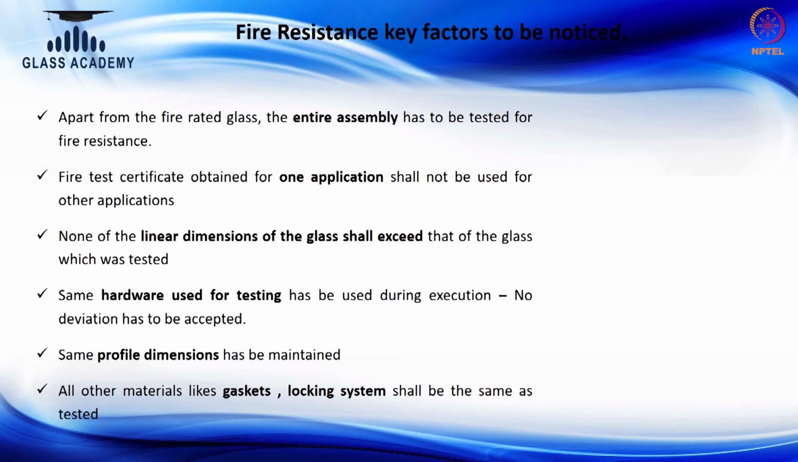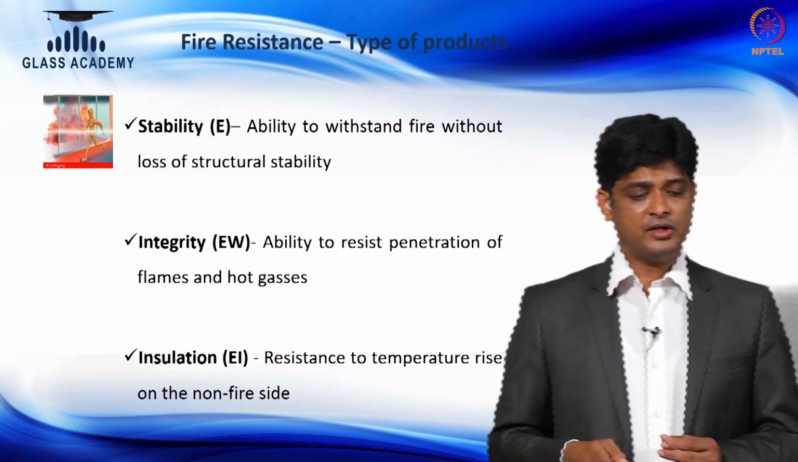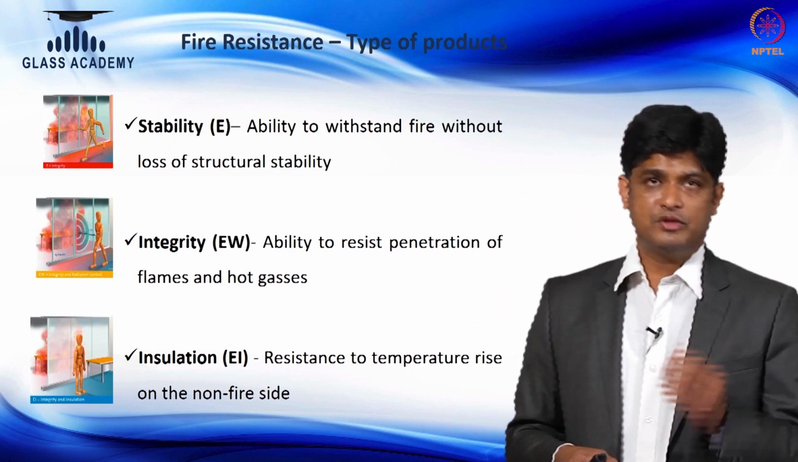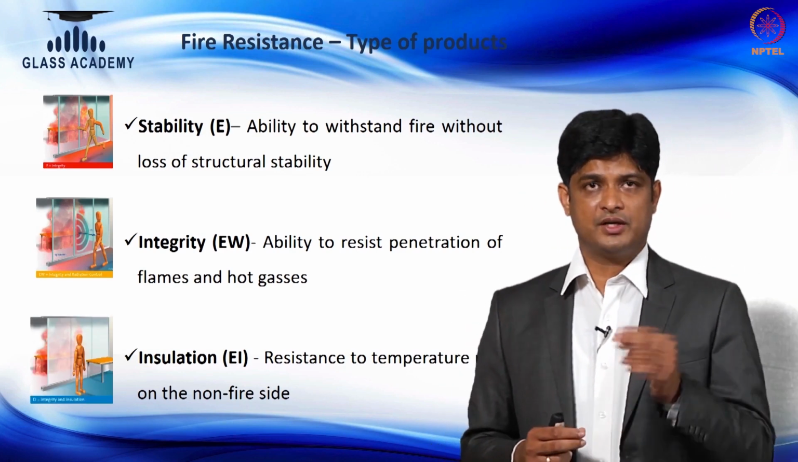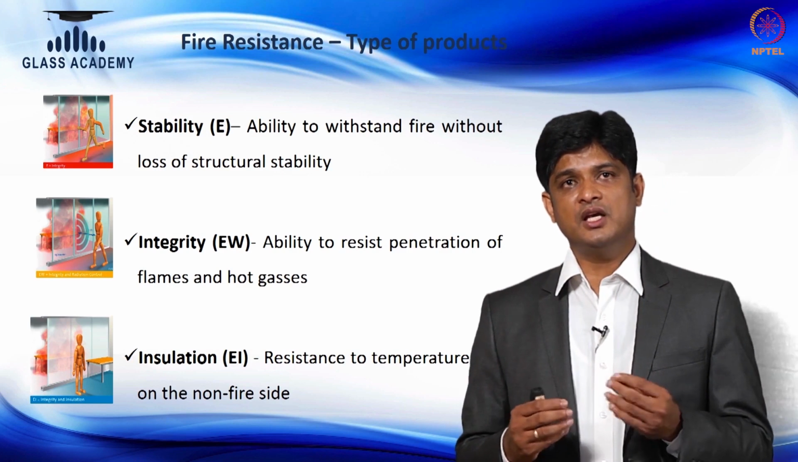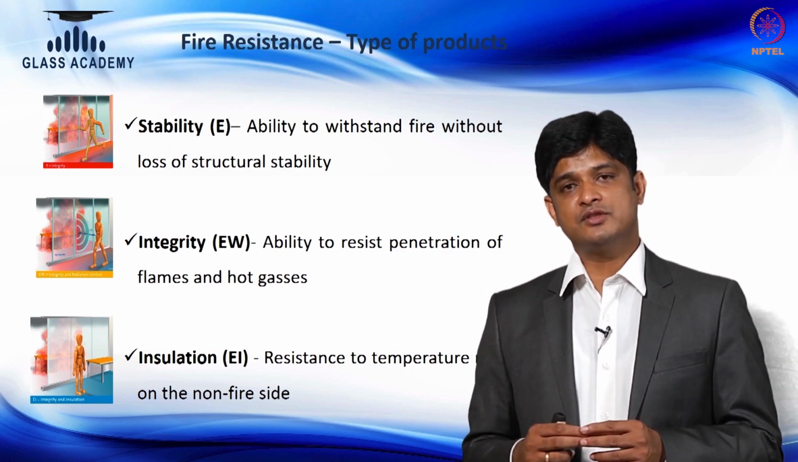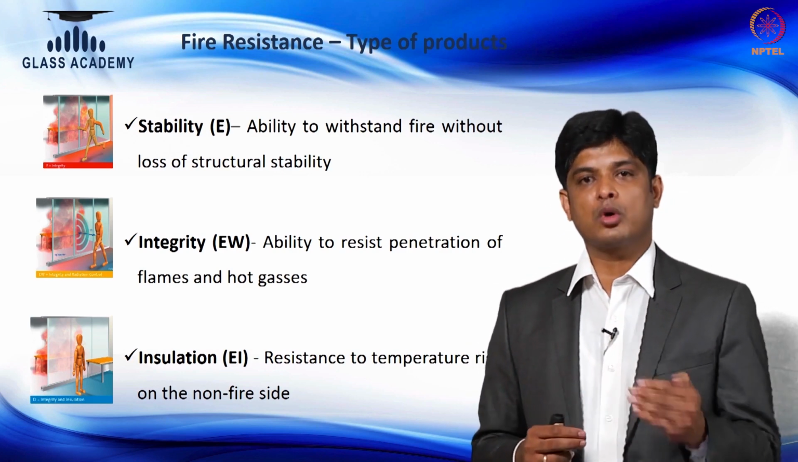Here I mean it is glass, frame and all other accessories, including your sealant and hardware, which is part of the execution. It has to be tested and recorded in your test reports. There are three kinds of products available. The first is stability, which is ideally the E category product, which has a tendency to stop the fire and smoke.